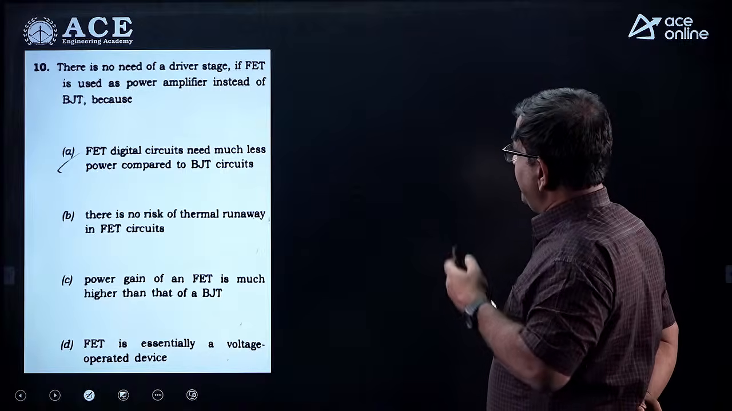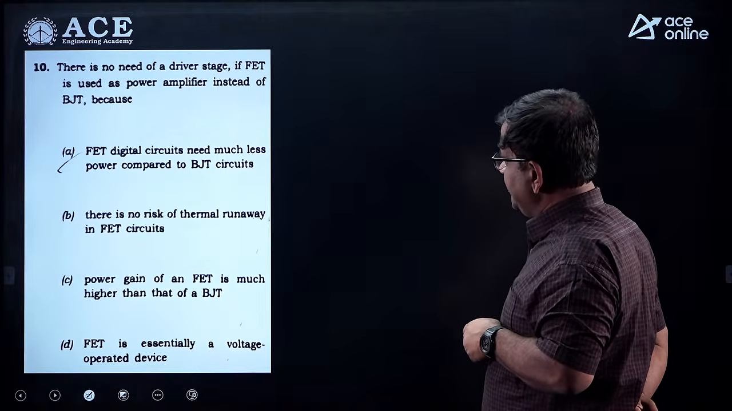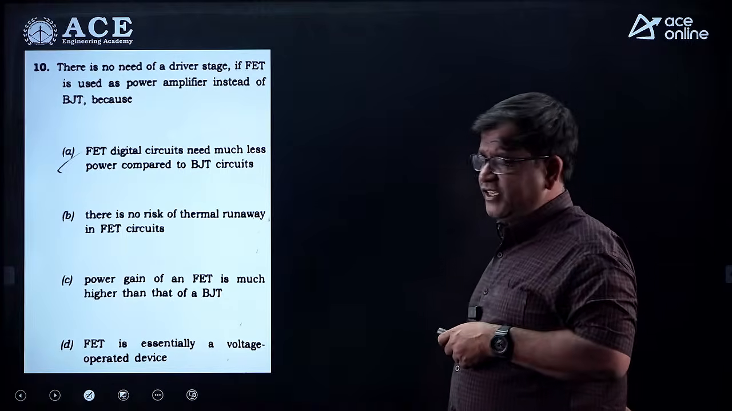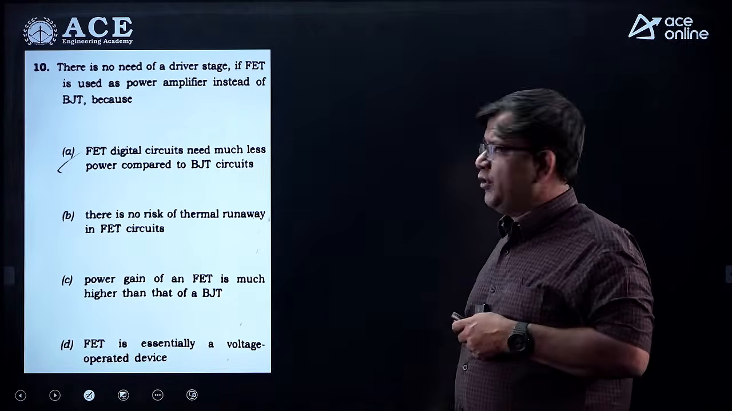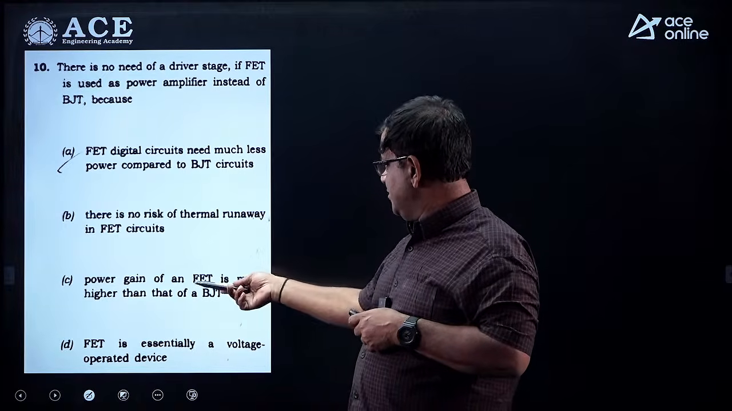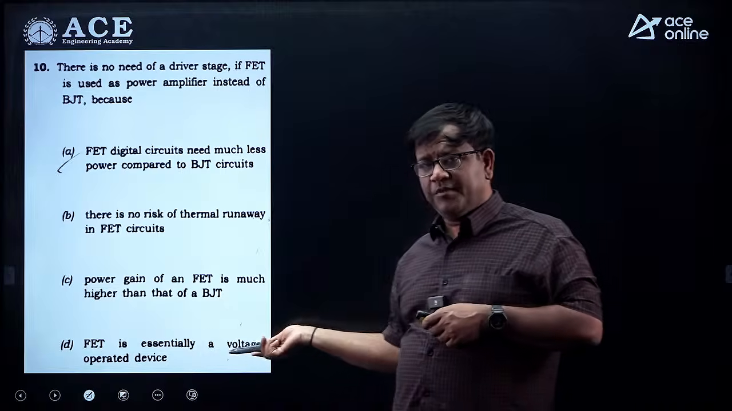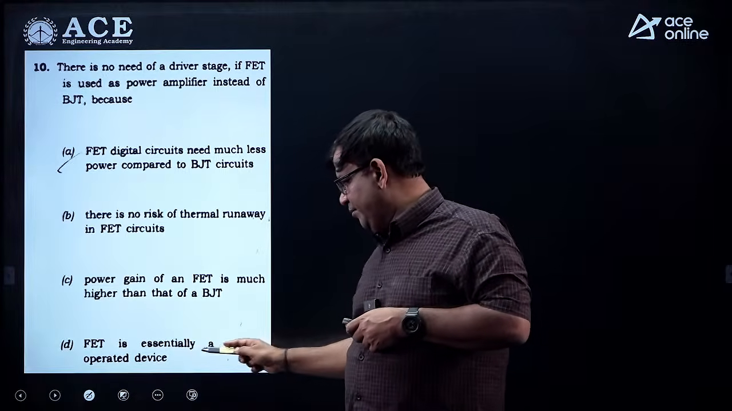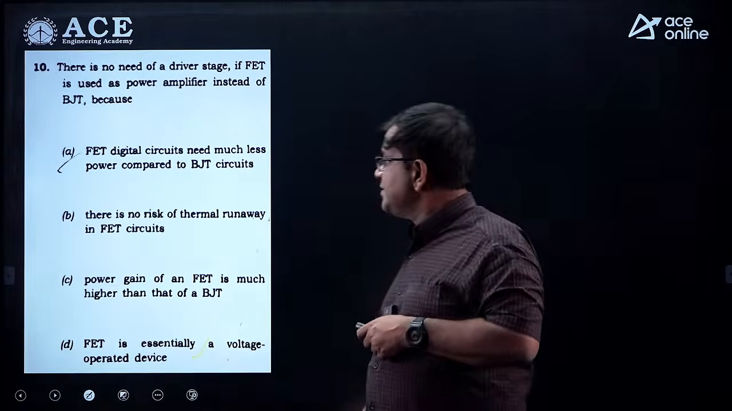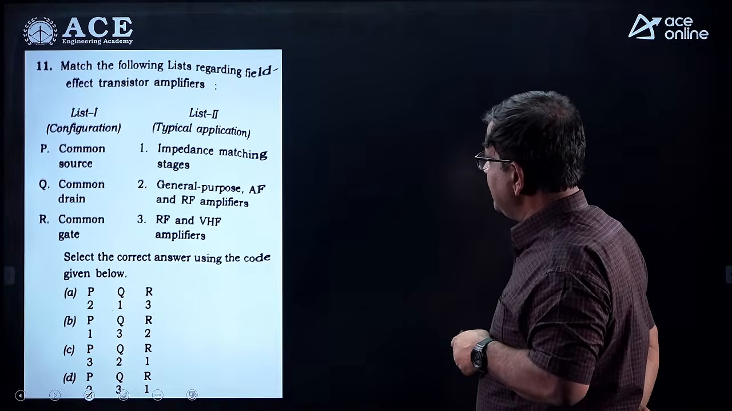There is no need of driver stage if FET is used as a power amplifier instead of BJT. At the last stage, driver stage, we need high input impedance. Let us see the options: digital circuit, no risk, power gain of FET. FET is used as a voltage control device. What do you mean by voltage control device? It has high input impedance. So, the option D.